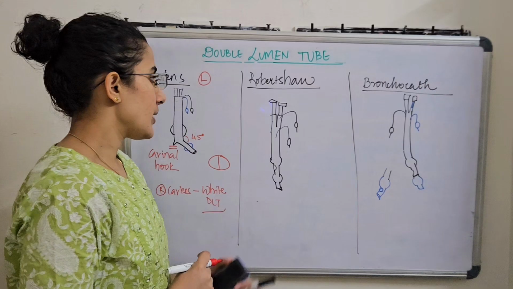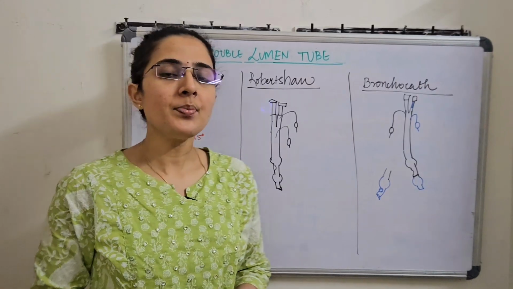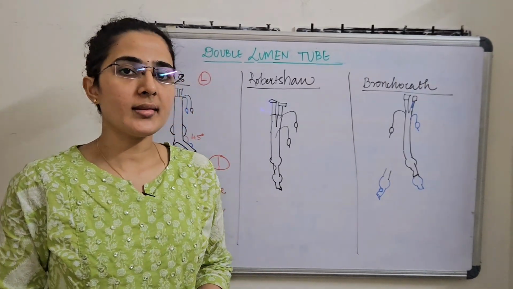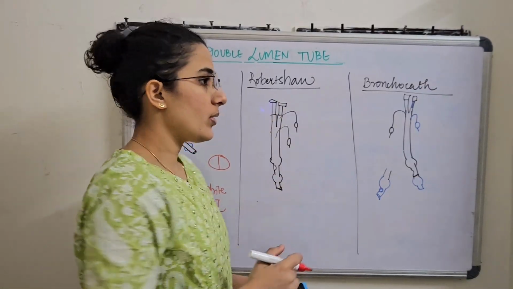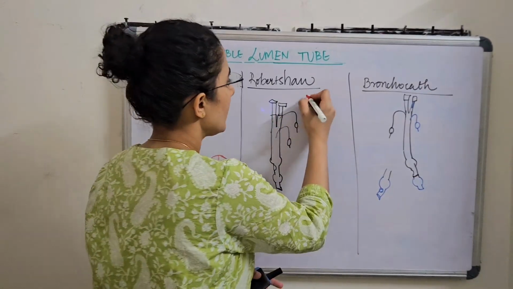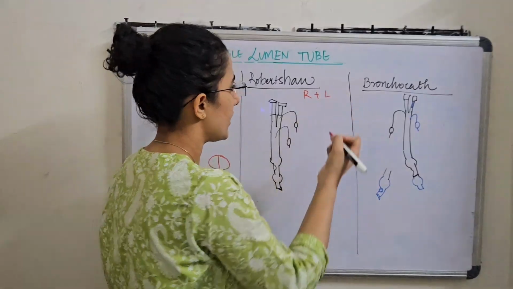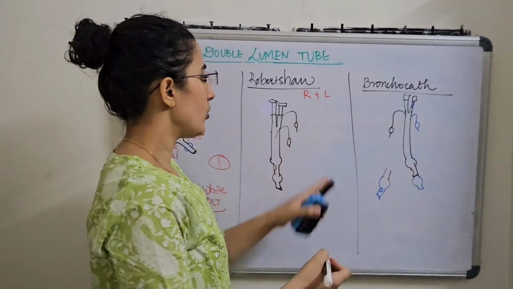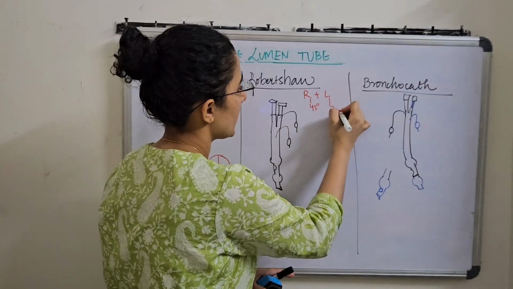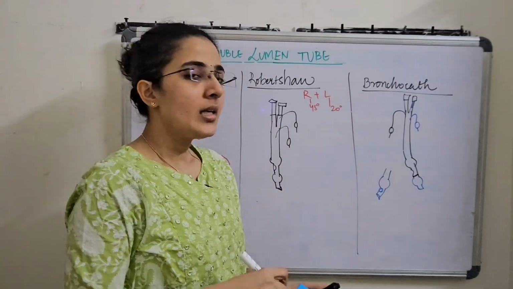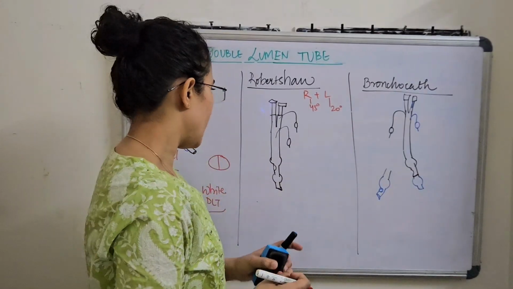Okay. So next, coming to Robert Shaw's double lumen tube. Robert Shaw double lumen tube was also made up of red rubber. It was available both as a right-sided and a left-sided tube. The right-sided tube forms an angle of about 45 degrees, and the left-sided tube forms an angle of about 20 degrees, approximately.